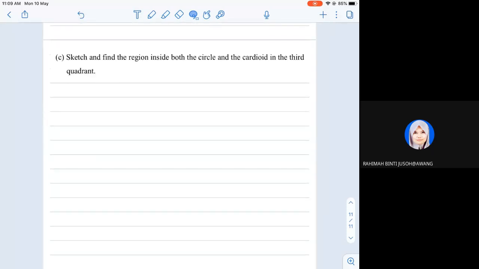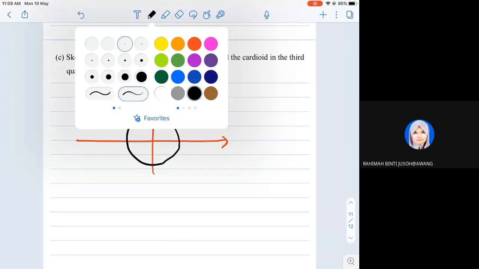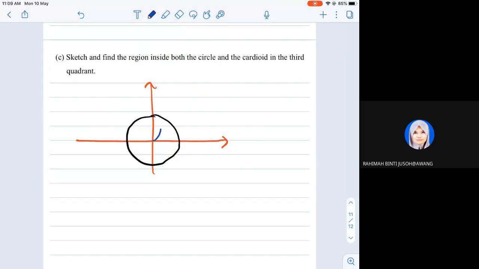Inside both. Okay, inside both. So sketch the graph. Macam mana ni dia kata inside both? Okay, kita ada circle, lepas tu kita ada cardioid. Alah buruknya cardioid saya. Okay. Inside both means where is the position of the region?